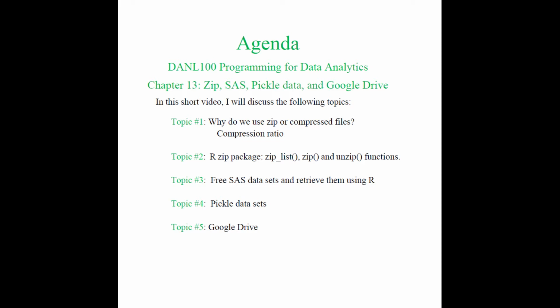Topic number 1. Why do researchers and professionals use zip or compressed files? How to calculate compression ratio. Topic number 2. R zip package. I'll discuss 3 functions: zip_list, zip, and unzip.